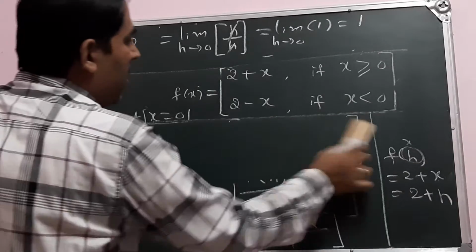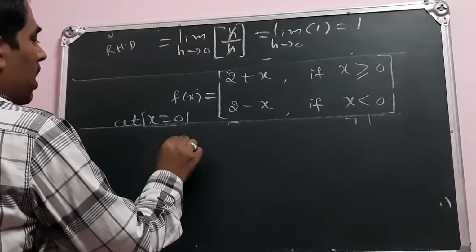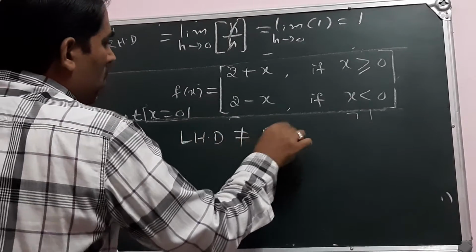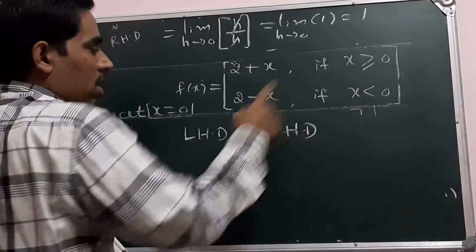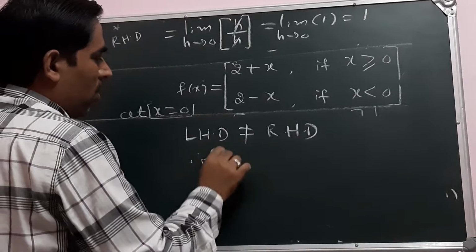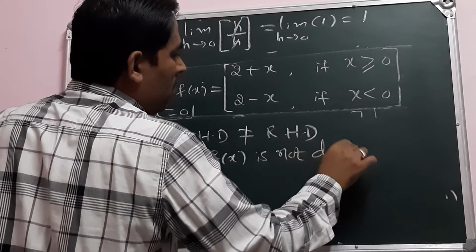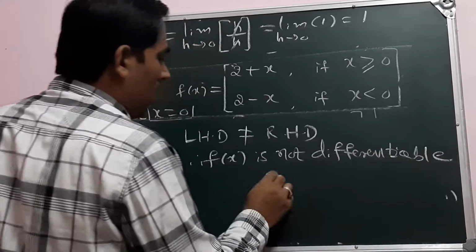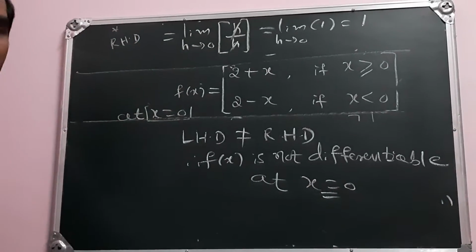Okay. So what we are observing here is, clearly the left hand derivative is not equal to the right hand derivative. See, I got this as minus 1, this as plus 1. Both are not equal. Therefore, what is our conclusion? f of x is not differentiable. See, f of x is not differentiable at which point? At x is equal to 0.